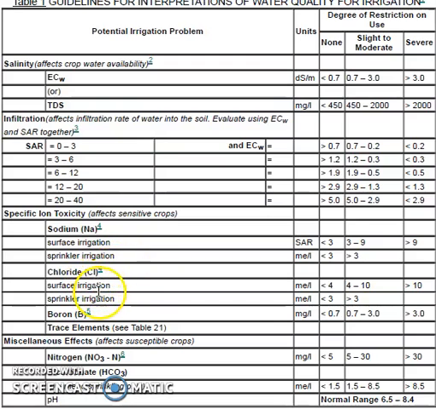Chloride, if you have chloride in surface irrigation, should be less than 4 milliequivalent per liter. You have no problem. But if it is more than 10, then you have severe degree of restriction in use, and you have to select a tolerant crop for chloride. In sprinkler irrigation, avoid using the water if you have a chloride concentration of more than 3 milliequivalent per liter.